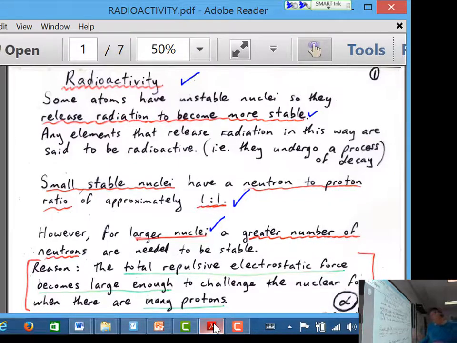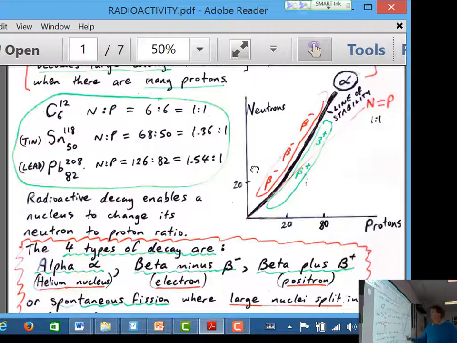That will reduce the total repulsion, as I said. Here are some typical ratios then, 1-to-1 early on, rises to 1.36 or even 1.54 to 1, so it gets quite high there. But as I said, once you get past about 83, your line of stability, this black line, stops. Anything past that will be unstable, become alpha.